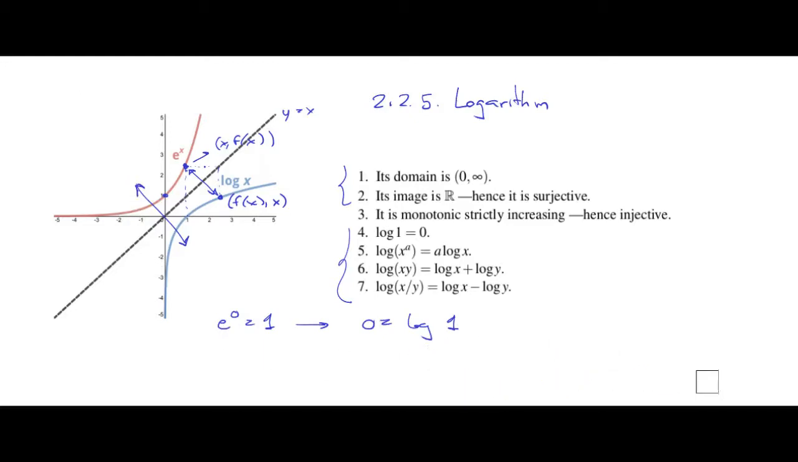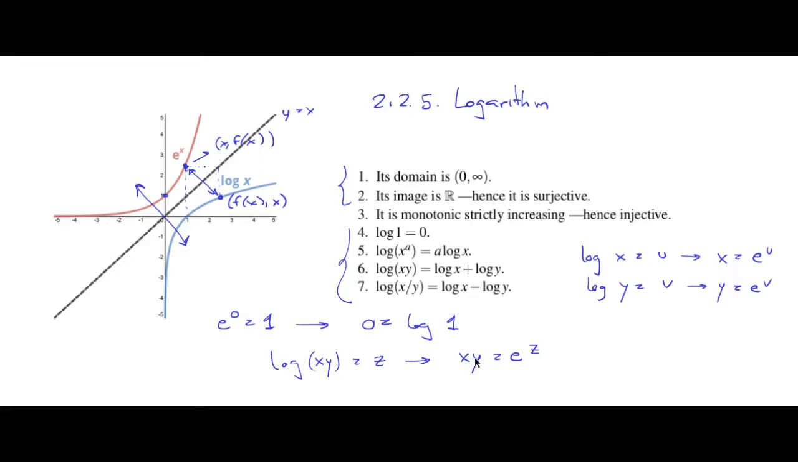Now for property 6, suppose we have the logarithm of x times y, we call it z, which means that x times y is e to the z, right? But now let's call the logarithm of x, u, and the logarithm of y, we can call it v. Okay, so that means that x is e to the u and y is e to the v, right? So now we can substitute here, it is e to the u times e to the v, but because of the properties of the exponential, this is e to the u plus v, so that means that z is equal to u plus v.